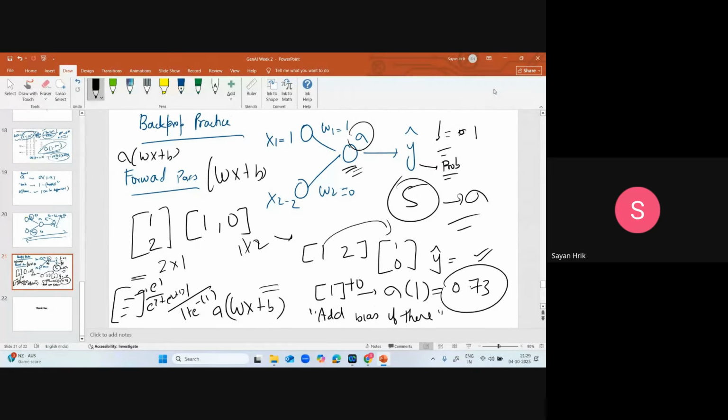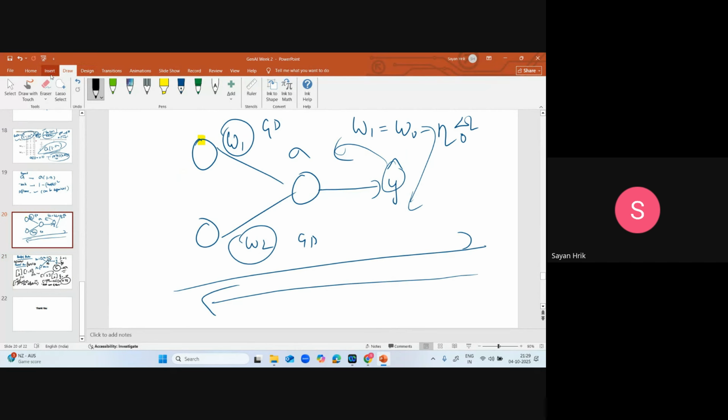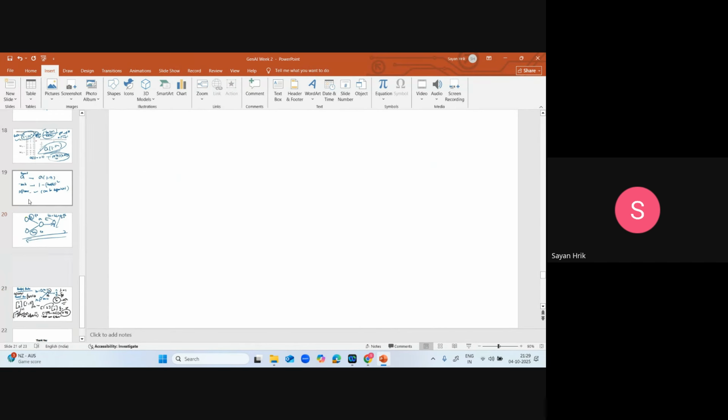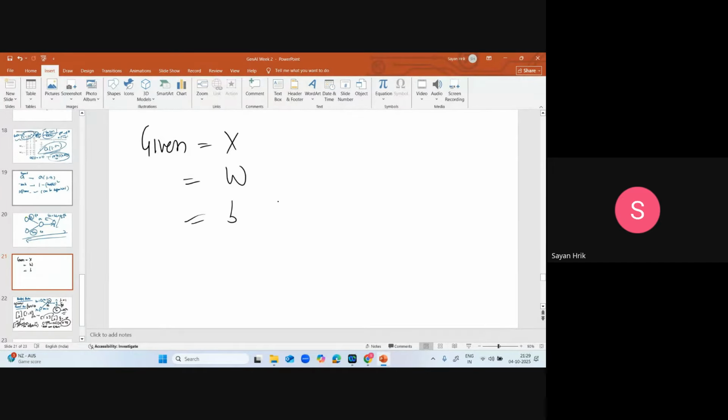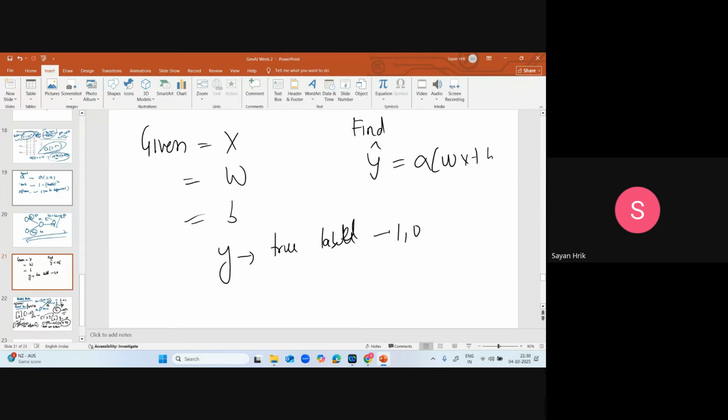Let me write some information here that will make it more clear. Given will be x, this will be given to you. W will be given, the initial weights will be given. Bias will be given; this can be something or it can be 0 also. And you will get y, the true label, which will be either 1 or 0 or something like that. What you need to find is y hat, which is basically sigmoid of wx plus b. Got it?